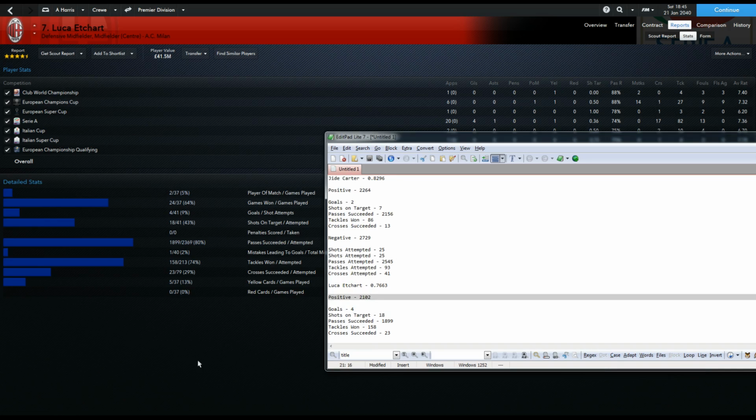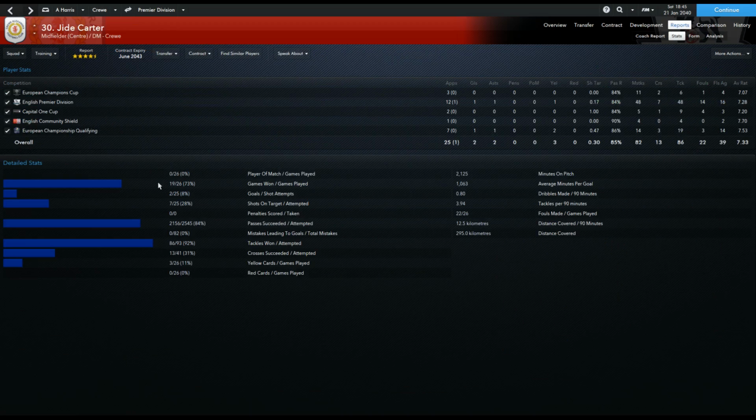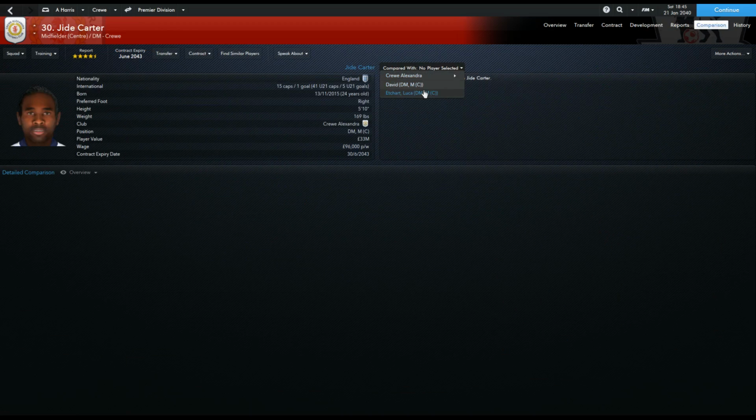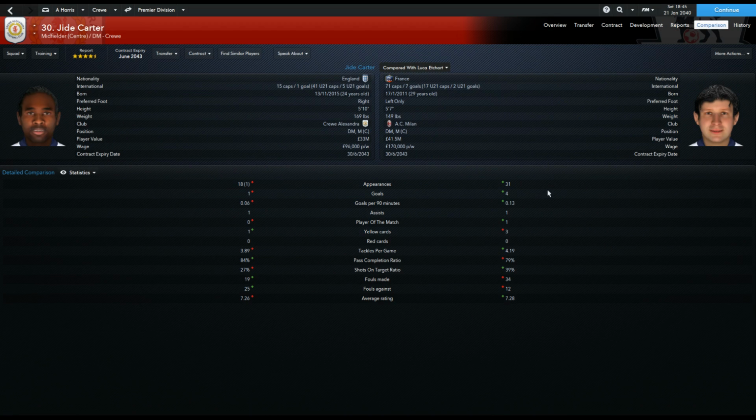Now, obviously, that number might change a little bit if we incorporate mistakes and mistakes leading to goal, but let's just check to see. So we take this guy, we'll do a quick comparison. Statistics, you can see obviously this guy's had more appearances, so that's probably why his average rating has dropped down a little bit. And he's also had more goals as well. He's got better goals per minute. Assists are the same. Yellow cards, red cards, yeah.